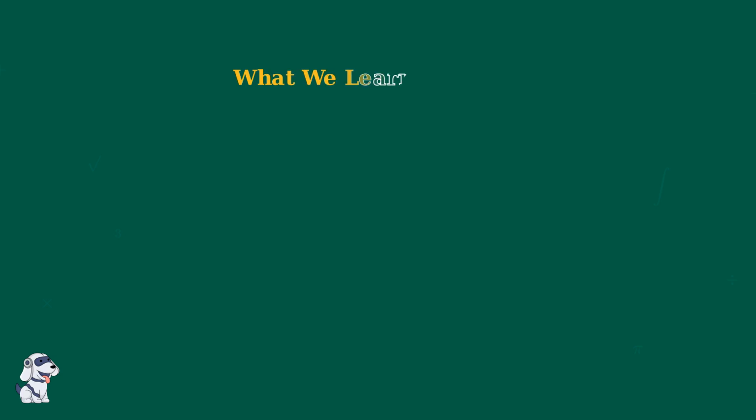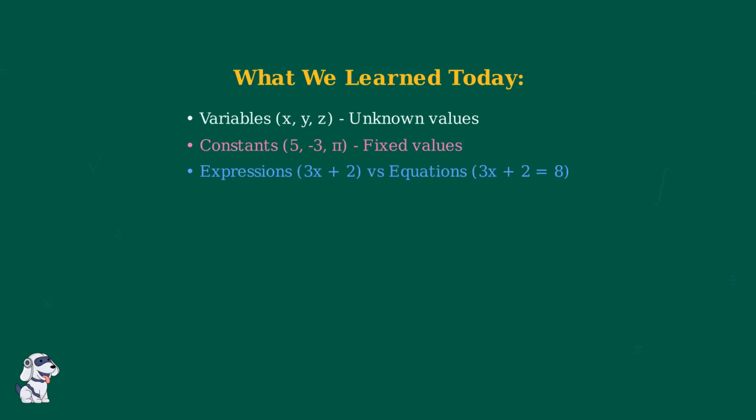That's it for today's Algebra Fundamentals. Let's quickly recap what we covered in this video. We learned about variables, the unknown values represented by letters like x, y, and z. We explored constants, fixed numbers like 5, -3, and pi. We distinguished between algebraic expressions and equations, understanding that expressions are mathematical phrases while equations show equality. We covered the 4 basic operations in algebra: addition, subtraction, multiplication, and division, and we mastered the order of operations using PEMDAS or BODMAS to solve problems correctly.